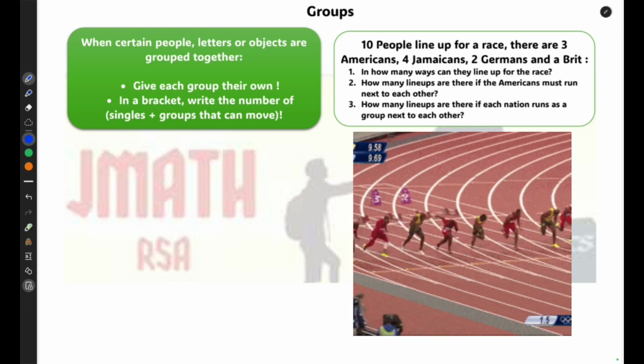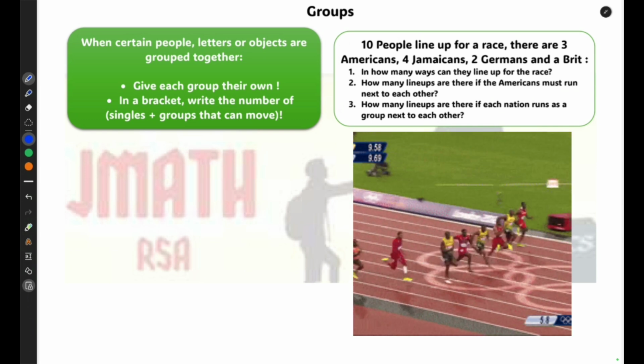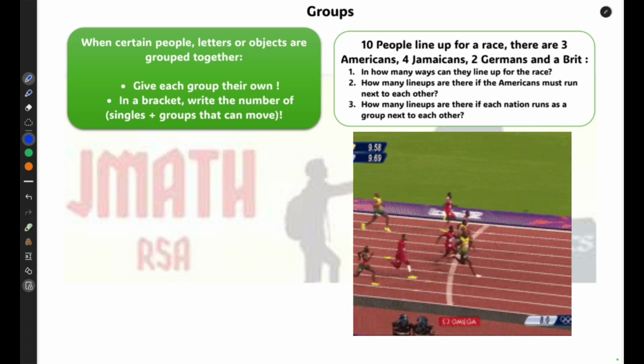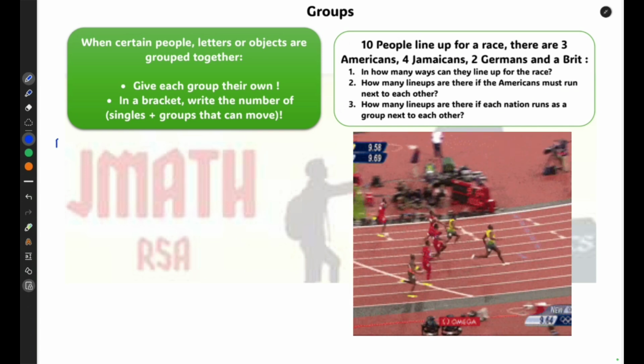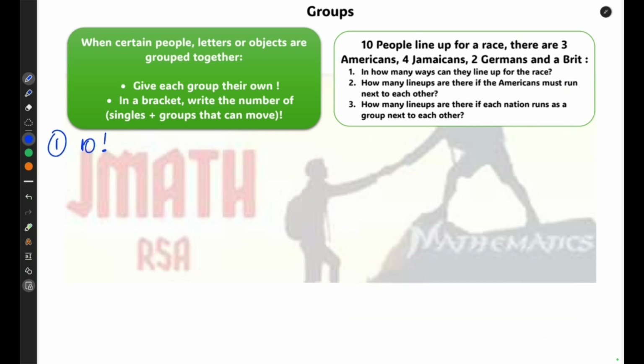Now, many times with these questions, the first one will not specify if they must group together or whatever. So then you just see them as 10 different people. So the answer for question 1 would just be 10 factorial. Now, something very important. They do not need to tell you if something can be repeated or not repeated. These are people, so one person can't run in 10 lanes. Question 2, how many lineups are there if the Americans must run next to each other?